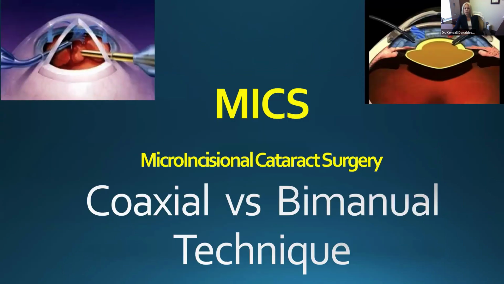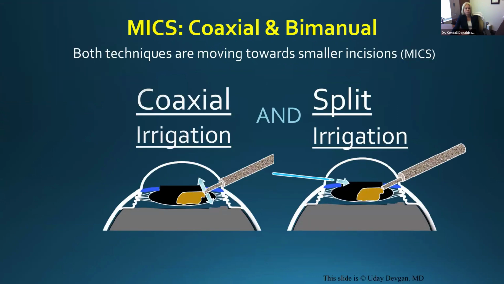Everyone's trying to make their incisions as small as possible. So this is the difference between coaxial versus bimanual irrigation. We've been going toward smaller incisions, but when we have smaller incisions, as I mentioned, the tip sizes of everything and the tubing sizes are much smaller, so the flow is slower. So everything happens a little bit more slowly. There are a lot of advantages to the split irrigation instead of coaxial.